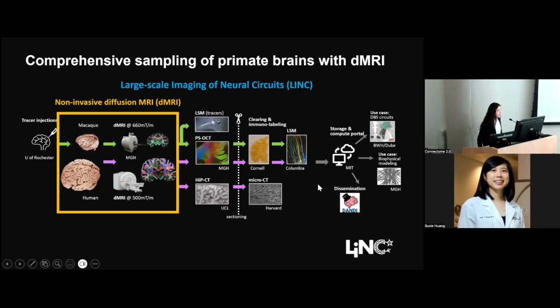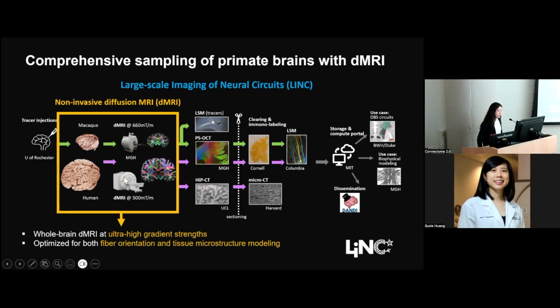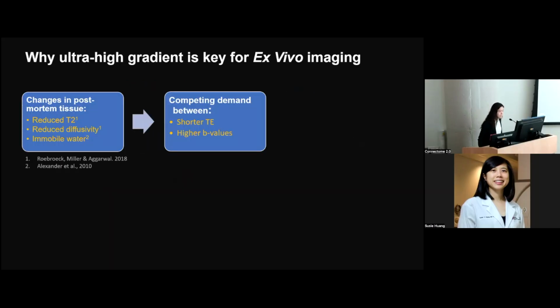So as the first step of the whole imaging pipeline, our goal here with diffusion MRI is to comprehensively sample the brain using those state-of-the-art ultra-high gradient systems, including the Connectome 2.0 for imaging the larger human brain. And our goal here is to develop protocols that are optimized for both fiber tractography and tissue microstructure mapping. As you've heard in the morning talk, ultra-high gradient strength is really critical for shortening the echo time and also enabling higher b-value imaging.